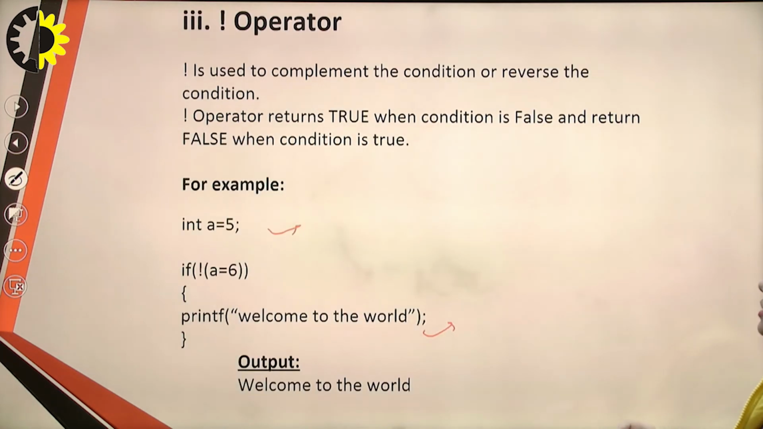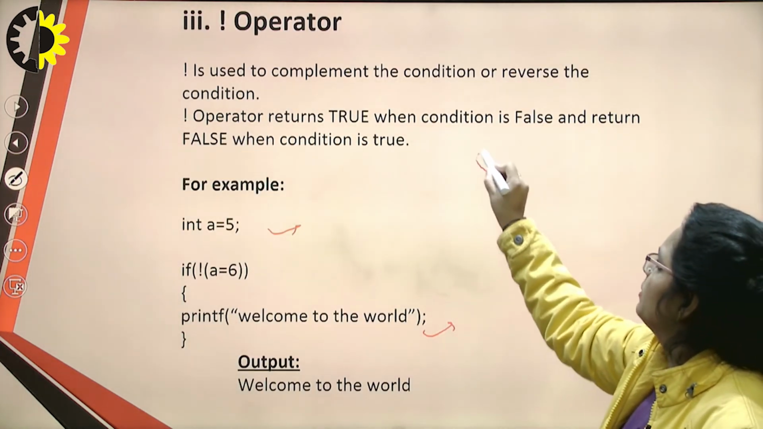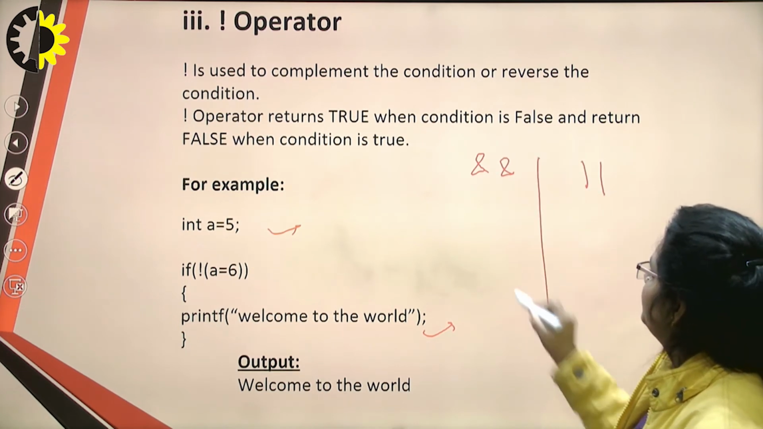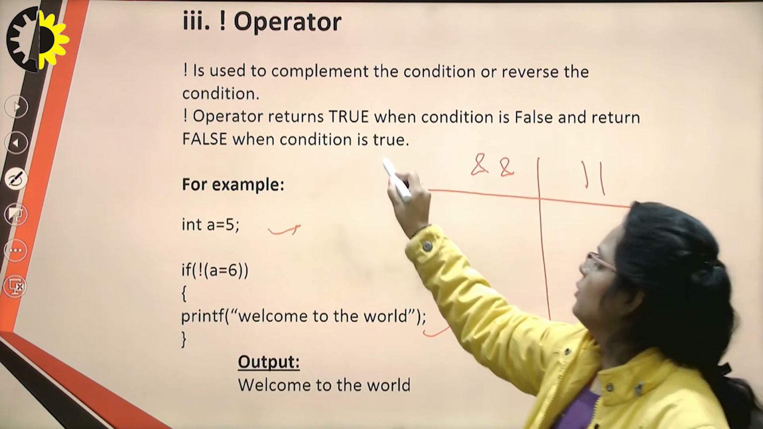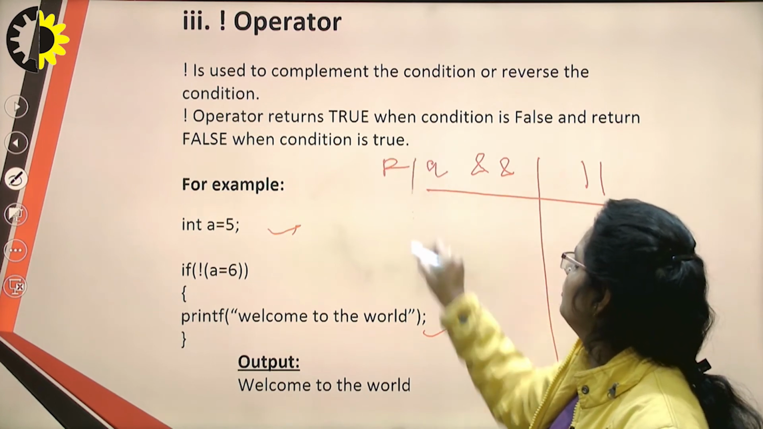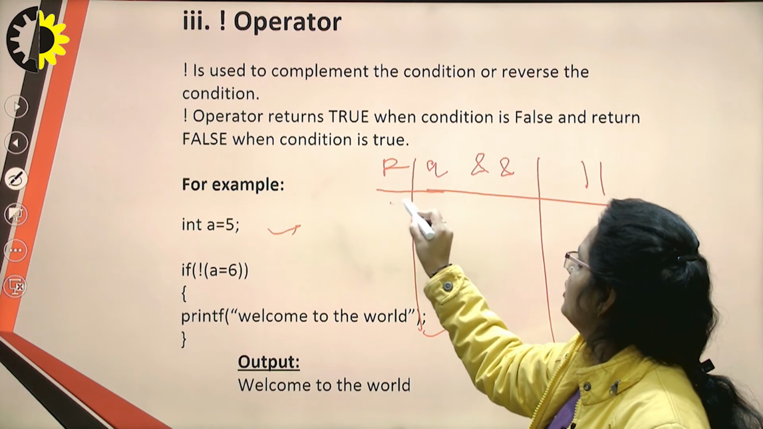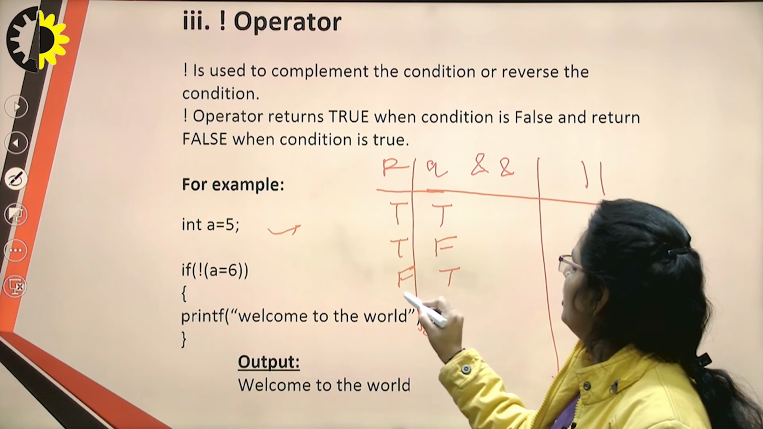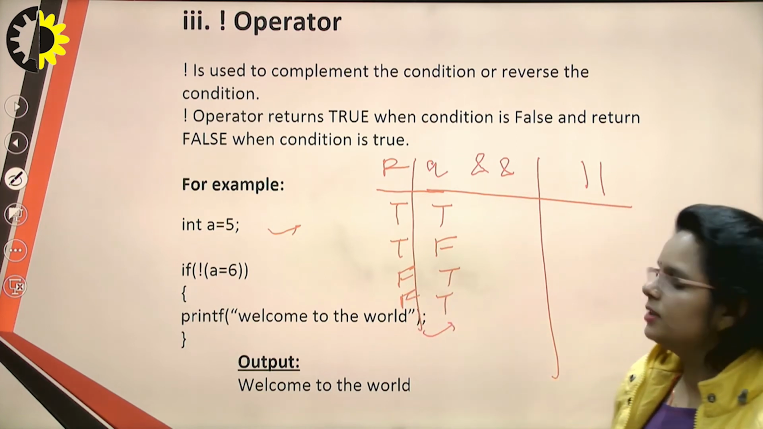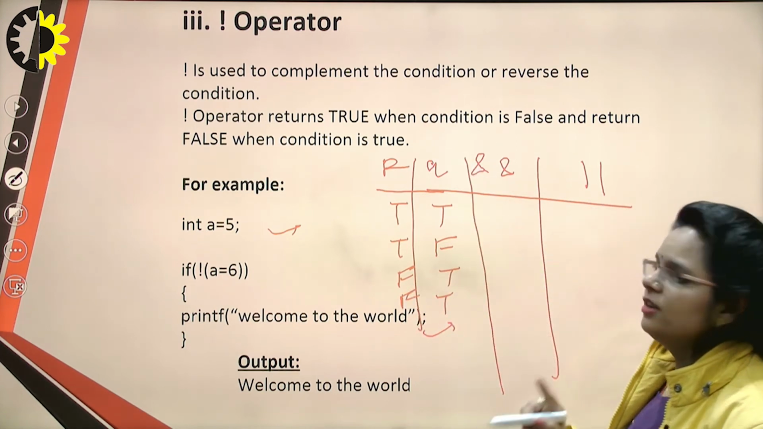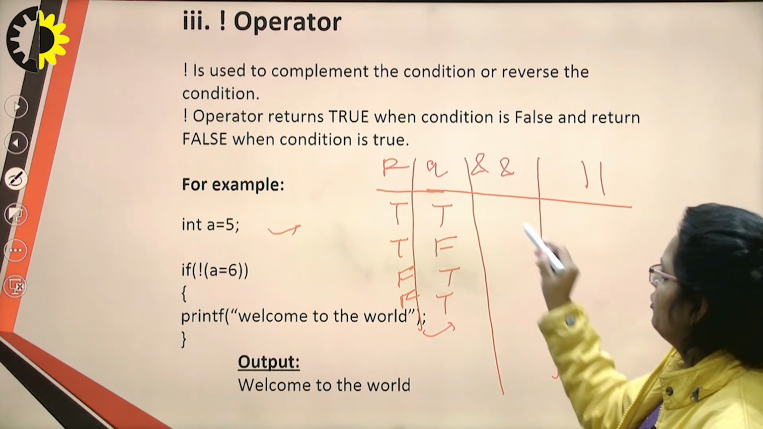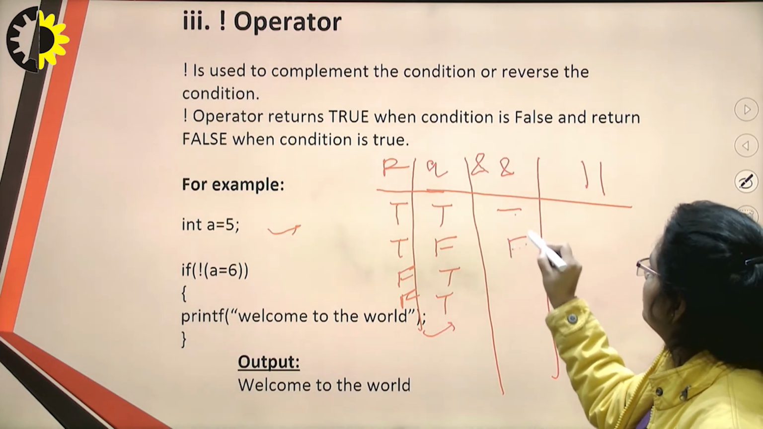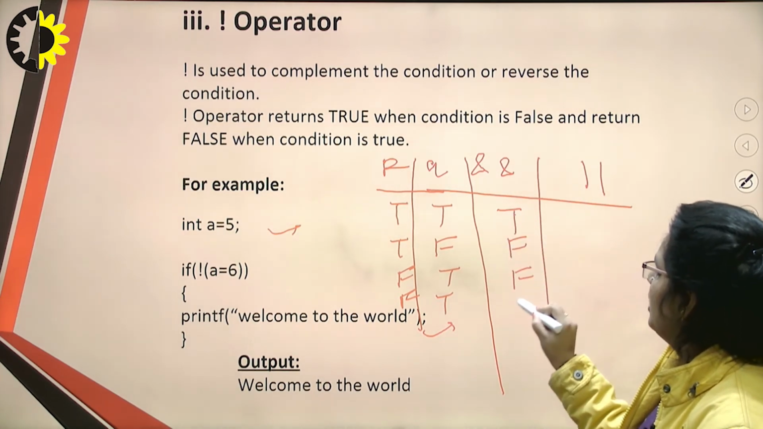So let me just discuss a few truth tables. The truth table for the AND operator, the truth table for the OR operator. Clear? Suppose we have two variables P and Q. If this is true, true, true, false, false, true, and false, false. We have already discussed in the AND operator, if any one value is false, then the entire expression would be false. So this is true, this is false, this is false, and this is false.